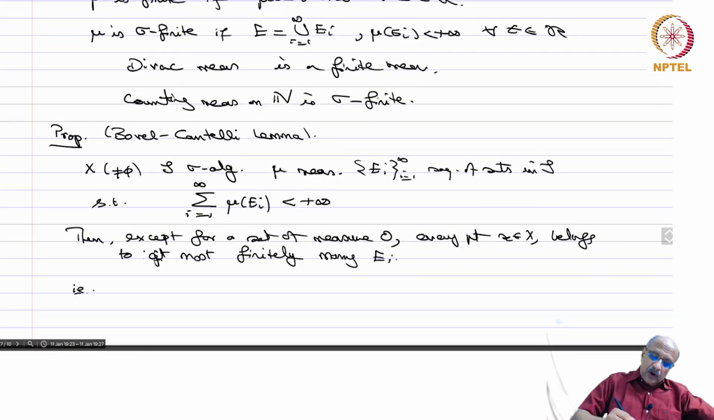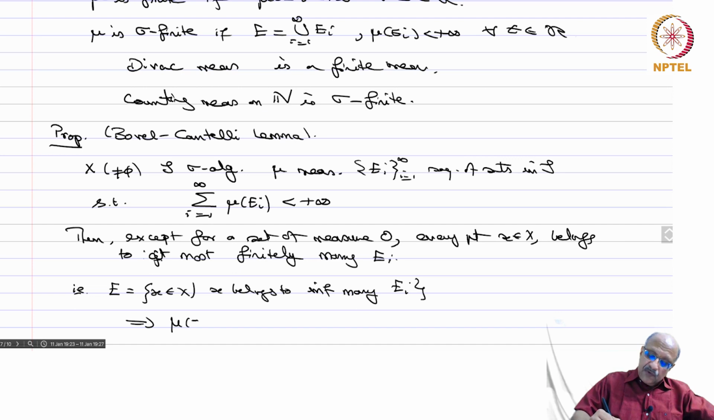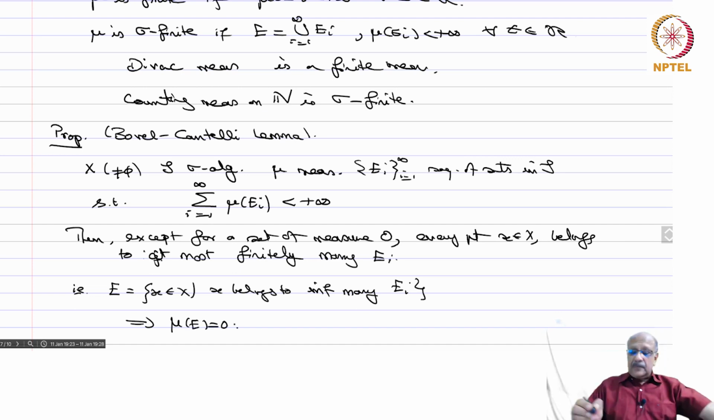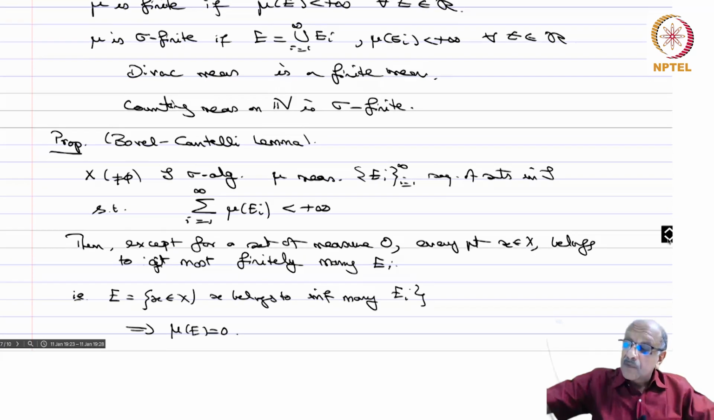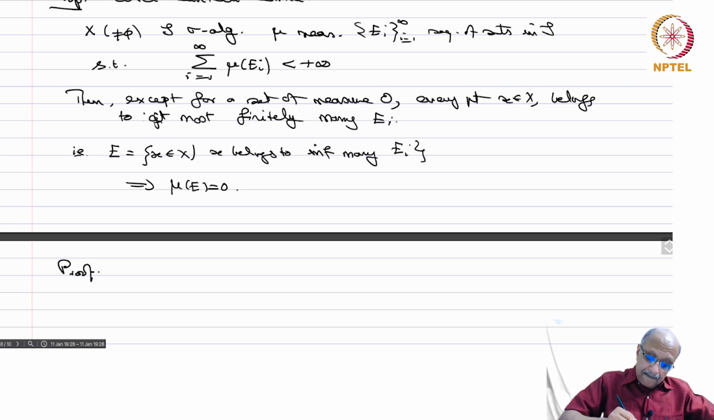So that means what? You take E as the set of all x in X such that x belongs to infinitely many E_i. Then the lemma says that mu of E is 0. That's what we must try to prove. Okay, so this is a very beautiful result and very useful in many situations. So proof.